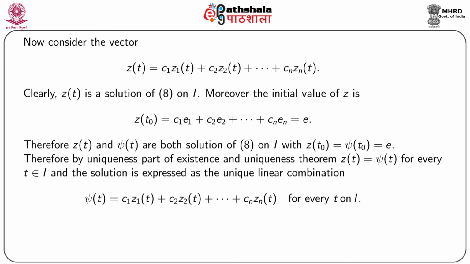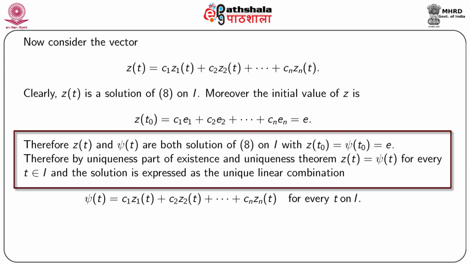Now, consider the vector z(t) = C1 z1 + C2 z2 + ... + Cn zn. Clearly, z(t) is a solution of (8) on the interval I. Moreover, the initial value z(t0) = C1 e1 + C2 e2 + ... + Cn en = E. Therefore, z(t) and psi(t) are both solutions of (8) on the interval I, with z(t0) = psi(t0) = E.